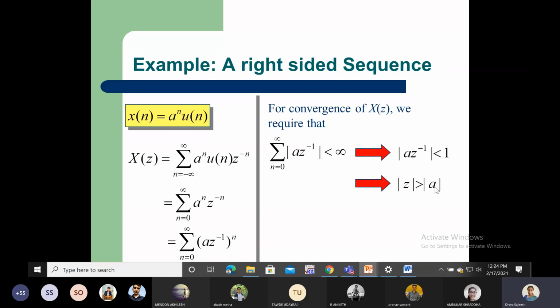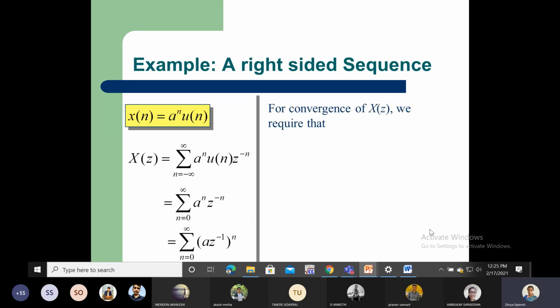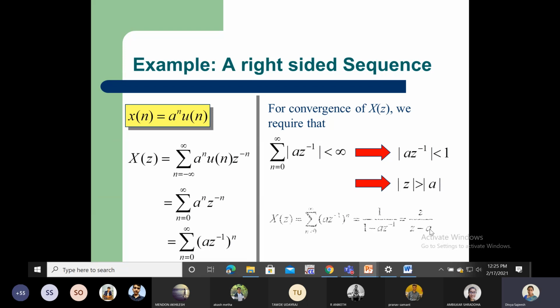So z should be greater than a. If I write the z transform for this, it will be 1 upon 1 minus c, so it is z upon z minus a. What I did is I applied the z transform and wrote it to the power c raised to n, and I took the term c and applied the region of convergence formula, that is a z inverse should be less than 1, and finally you got z should be greater than a.